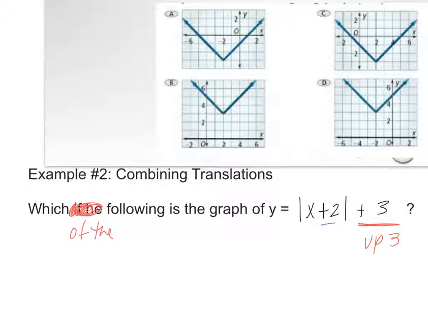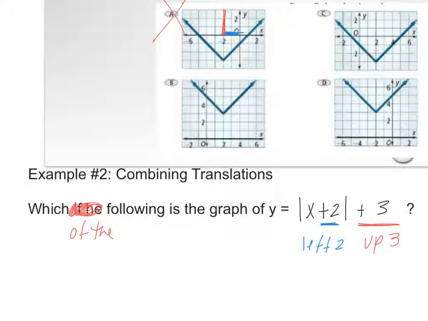Now, the plus 2 on the inside is a little different. That's our horizontal translation, but it's going to be opposite of what we think. If we think plus 2 means right 2, it actually means left 2. So if we look back at the origin, we're trying to see which graph has gone left 2 and up 3. Checking A, left 2 and up 3 would be over here, and that's not what I have.